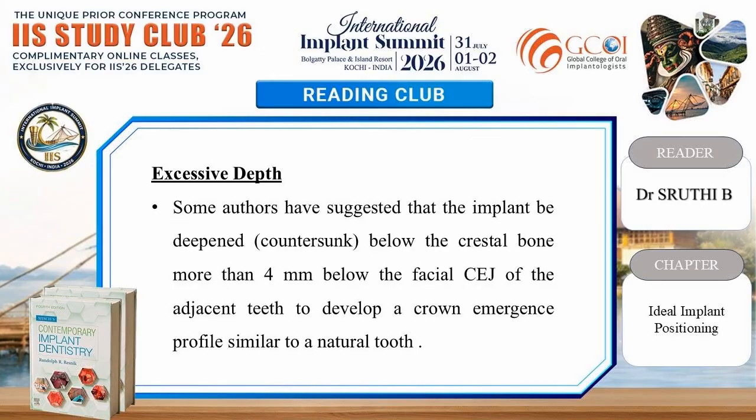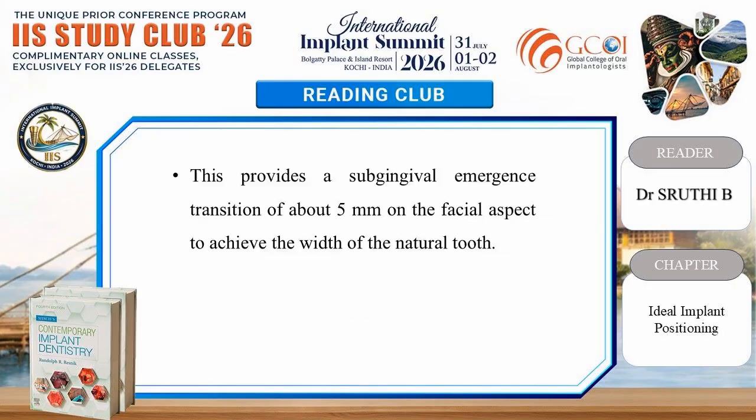Excessive depth. Some authors have suggested that the implant be deepened, that is countersunk below the crestal bone more than 4 mm below the facial CEJ of the adjacent teeth to develop a crown emergence profile similar to a natural tooth. This provides a subgingival emergence transition of about 5 mm on the facial aspect to achieve the width of the natural tooth.